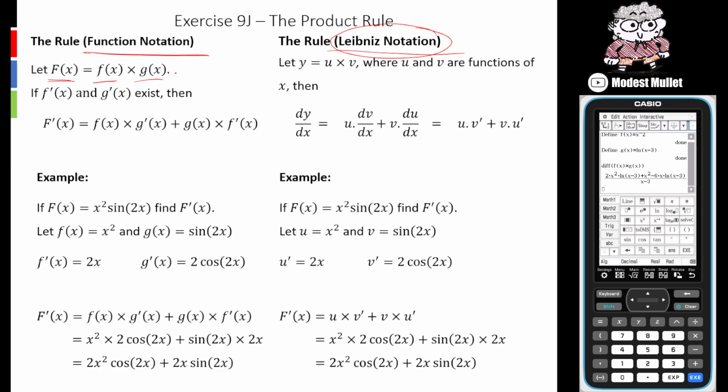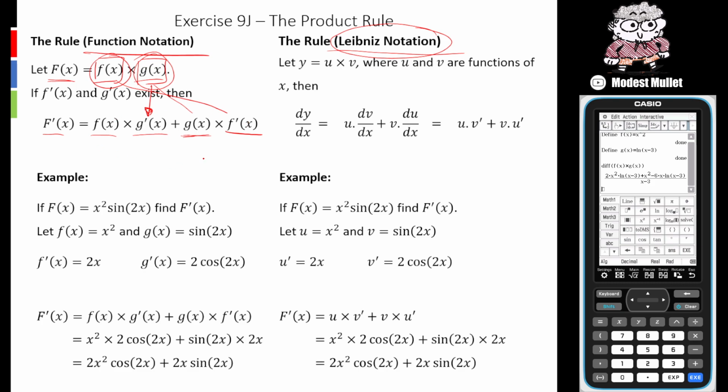Then if the derivatives of both these individual functions that are multiplied together exist, then the derivative of the whole function is equal to f of x times the derivative of the other function, then times the original g of x times the derivative of that. Okay, so f of x times g dash of x plus g of x times f dash of x.